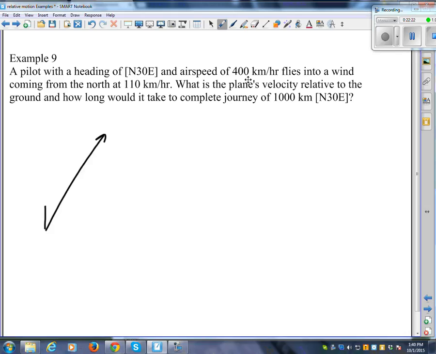Coming from the north at 110, right? From the north, so the wind is taking us this way, right? So my resultant is going to be this way. It says, how long would it take to complete a journey of 1,000 kilometers at north 30 east? Is this plane going to go north 30 east?